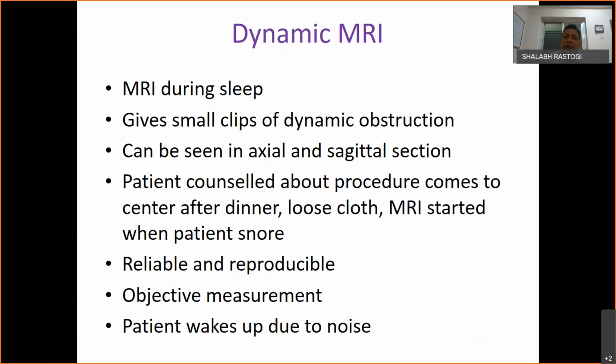Now, if the patient is not GA fit or does not want to undergo the DISE procedure, then what is the alternate? The alternate is dynamic MRI. It is also called a cine MRI or sleep MRI.